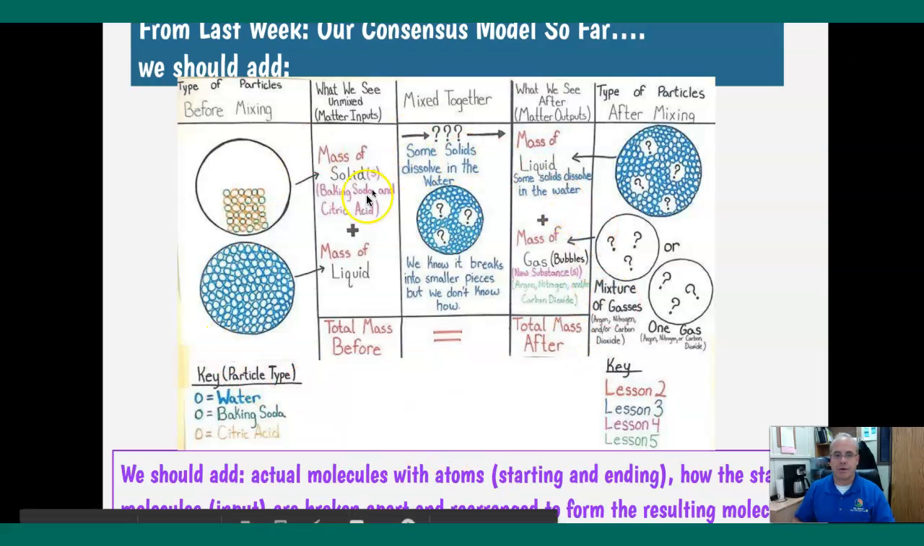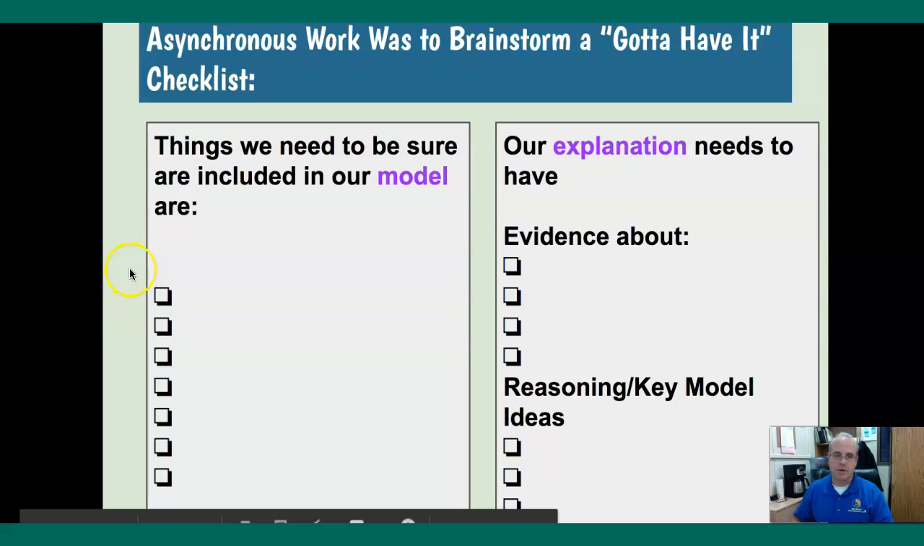When we looked at our table about our consensus model and what we should add last week, we added a couple of new things based on your input. So you thought that our model should have actual molecules with atoms, what we start with and what we end with, right? Inputs and outputs, and how the starting molecules are broken apart and rearranged to form the resulting molecules on the output side. You also thought that we should have something in our model about the number of atoms and the type of atoms. How you respond to that will be sort of up to you.